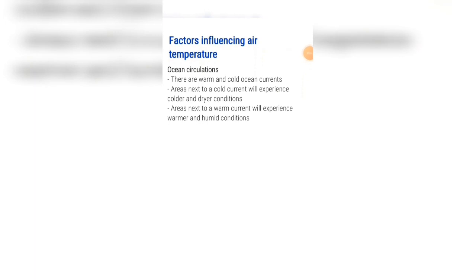So around the globe, there are warm and cold ocean currents. Areas next to the cold currents will experience cooler and drier conditions, while areas next to the warm currents will experience warmer and humid conditions.